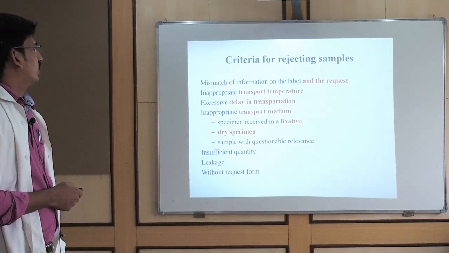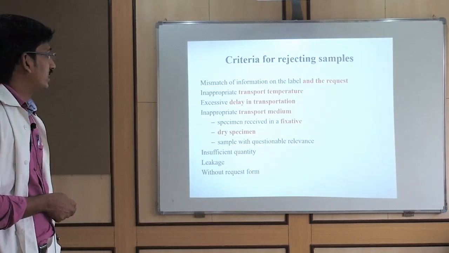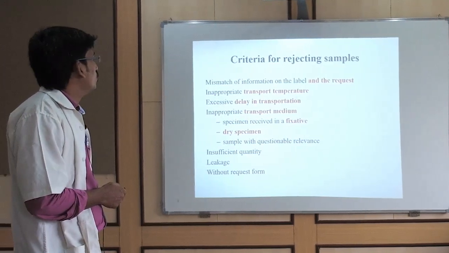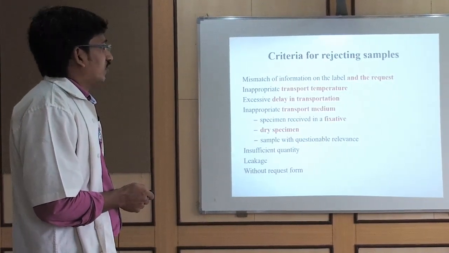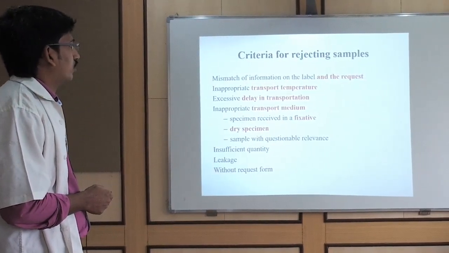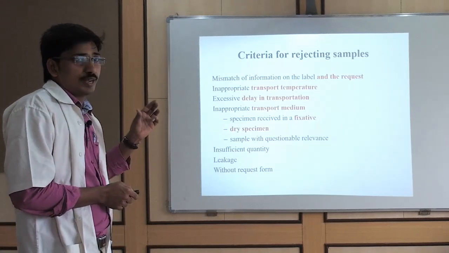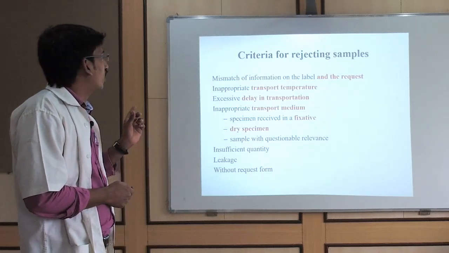These are some criteria for rejecting samples. You should remember all these things while collecting samples and sending them to the microbiology department. First, mismatch of information on the label and the request. This is very important, because sometimes the container has one patient name and the request has some other patient name. This should be avoided.